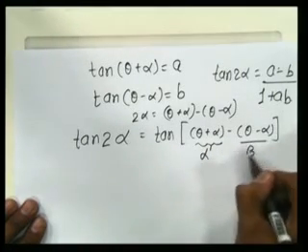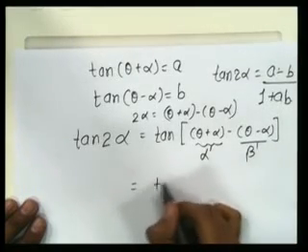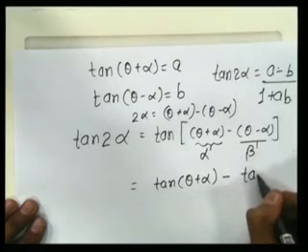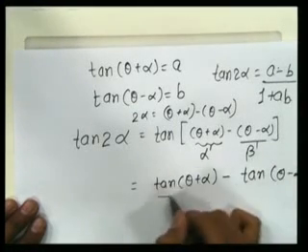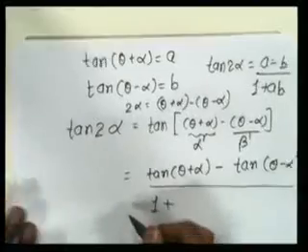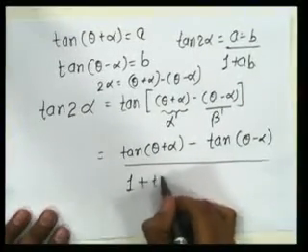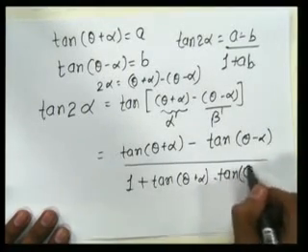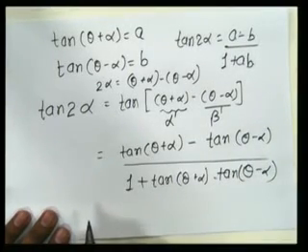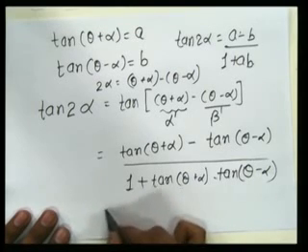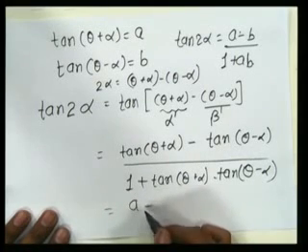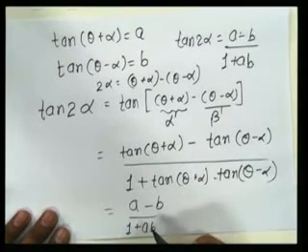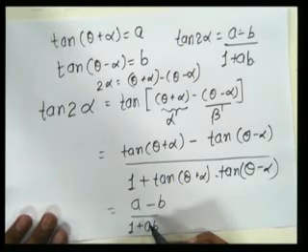Tan of alpha dash minus beta dash, that is tan of theta plus alpha minus tan of theta minus alpha over 1 plus tan of theta plus alpha into tan of theta minus alpha. Tan of theta plus alpha value is given A, and tan of theta minus alpha value is B, that is A minus B over 1 plus A into B. That we want to prove. We will discuss the same example on presentation.